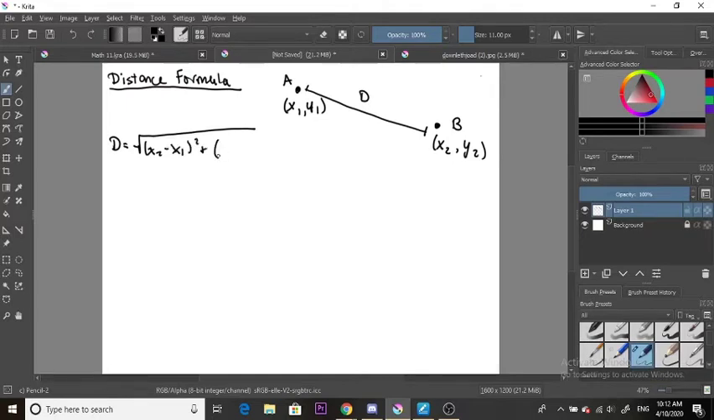Now the formula is our distance is equal to the square root of x2 minus x1 squared plus y2 minus y1 squared. And that is all inside of your square root.